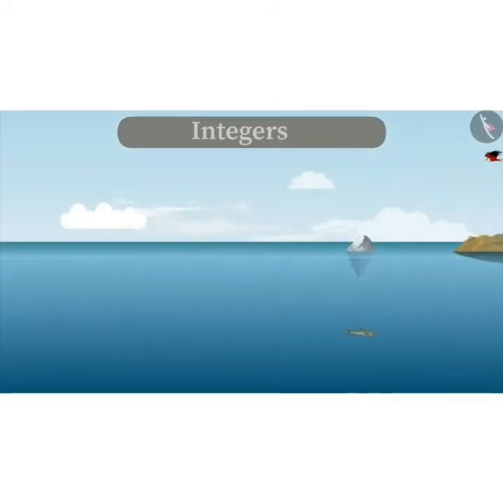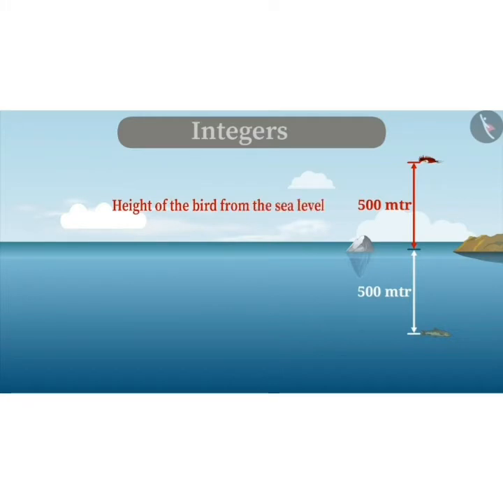Now let's understand why integers are important. Let's understand it with the help of an example. Suppose a bird is flying at a height of 500 meters above sea level and a fish is at a depth of 500 meters below sea level. Can the distance between the bird and the fish with respect to land near the sea be represented mathematically? The height of the bird from the sea level is 500 meters and the depth of the fish from the sea level is 500 meters.